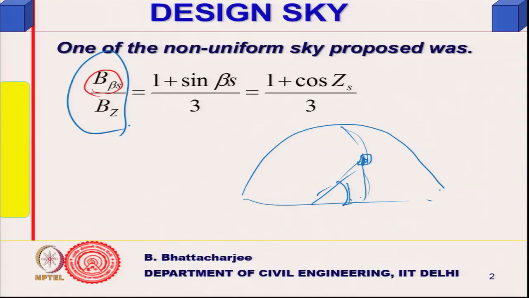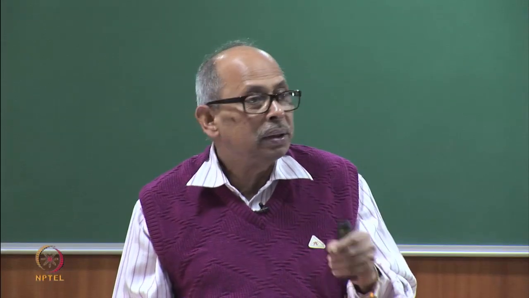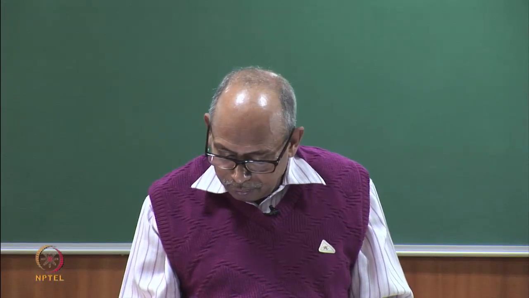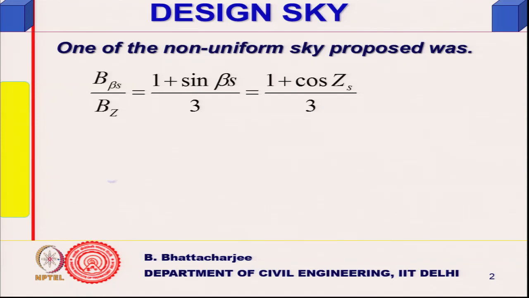So, the ratio of this is given, and this is written as 1 plus sine. Earlier it was cosec, now 1 plus sine. Now, this would correspond to a zenith angle, the zenith angle of this element in the sky, the zenith angle of the sky element. So, if I know the zenith from there, this is a zenith angle, which we are calling ZS. So, sin beta s is nothing but cos ZS. ZS is the zenith angle, the angle this point makes with the vertical, 90 degrees minus beta s. So, this was one of the skies proposed earlier.